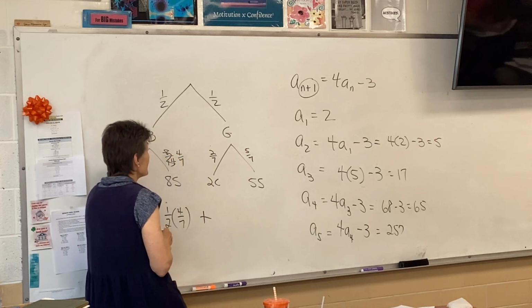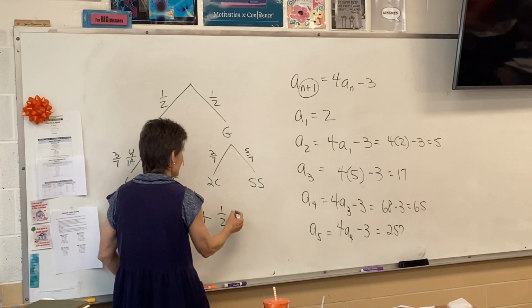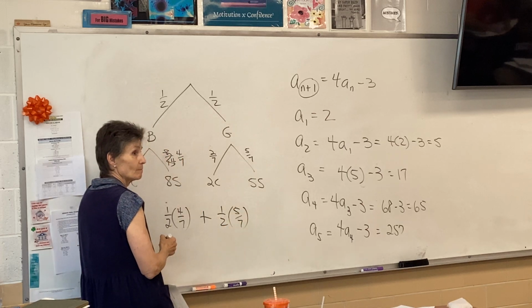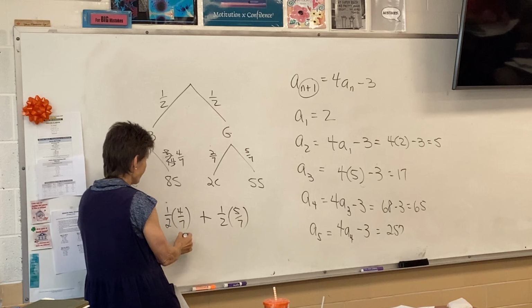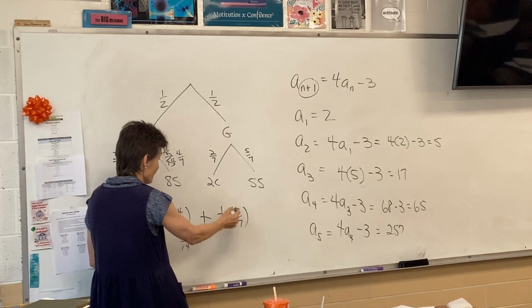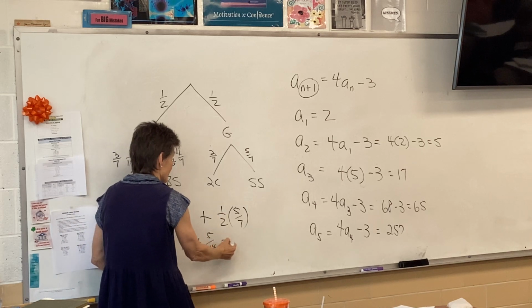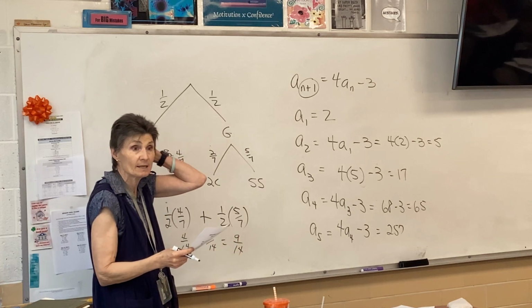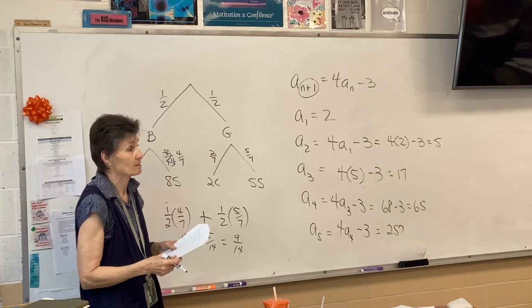Or he can get one out of green, which would be 1/2 times 5/7. So this is 4/14, and this is 5/14. So the probability that he's going to get a sugar cookie is 9/14.